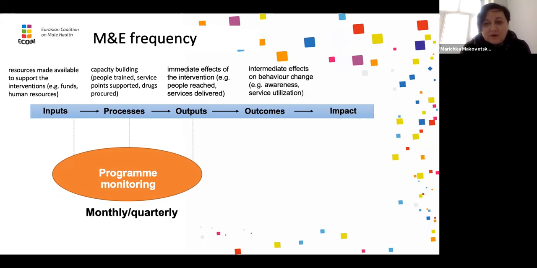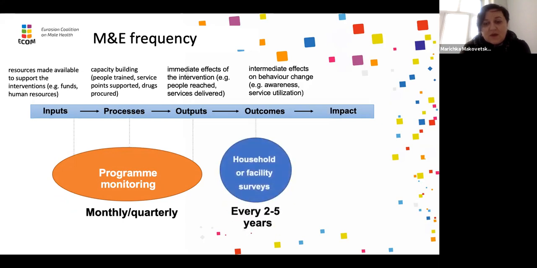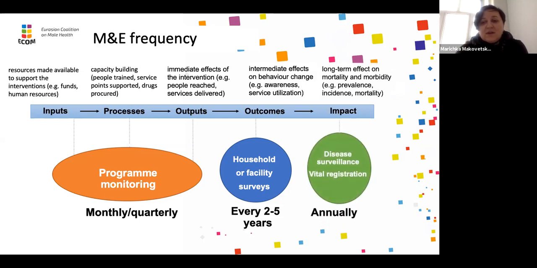Then if we talk about outcomes and impact, we have intermediate effects on behavior change. And we, of course, talk about awareness and service utilization. So here at outcome level, we talk about household and facility surveys, which we collect every 2 or 5 years. And impact is a long-term goal, and we talk about this on an annual basis.